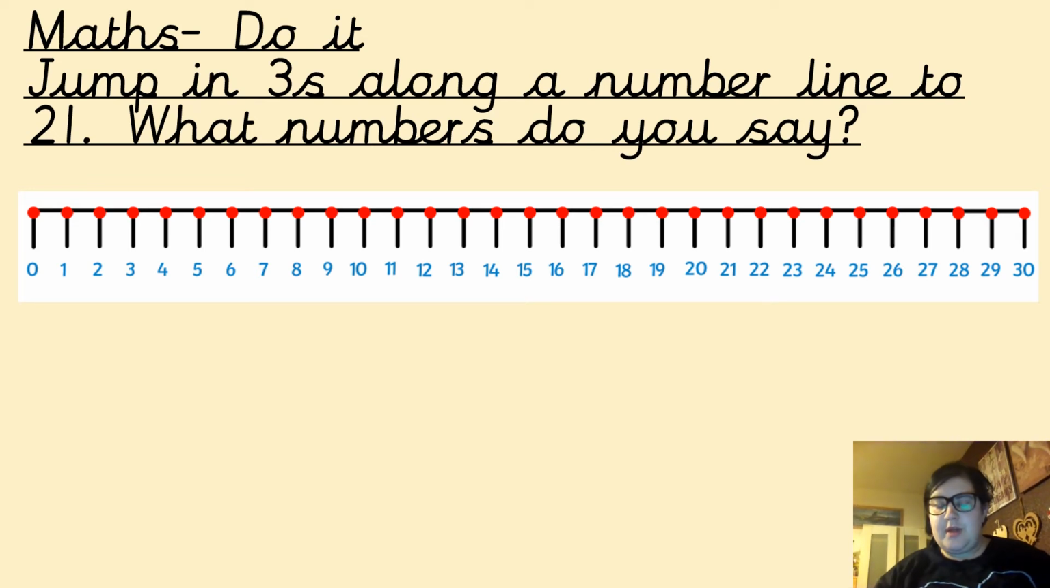Same again, have a go at that one on your own. Jumping in threes along the number line to get you to the number 21. So this is your do it now, okay? You're having a go at this one by yourself. Which numbers would you say if you were jumping along the number line in threes and stopping at the number 21? You don't need to draw the number line, just write down the numbers that you would say.